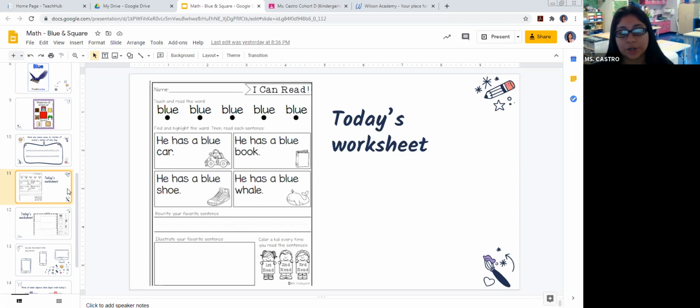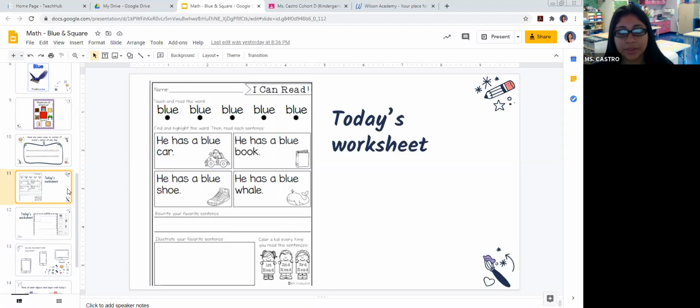So they would circle the word blue here. He has a blue book. They would circle the word blue here. He has a blue shoe. Circle the word in the sentence. And then he has a blue whale. And here's the word blue in the sentence.